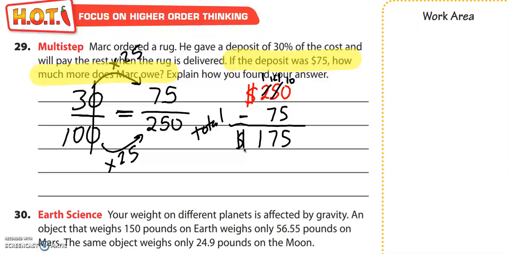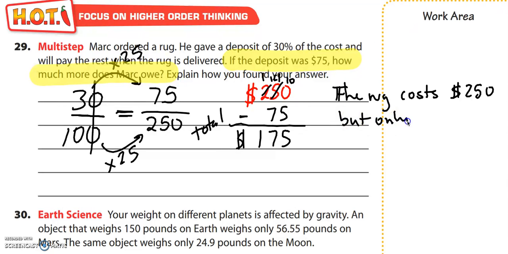It says explain how you found your answer. I showed it in my work. I'd probably say maybe I'd say this: The rug costs $250, but he only has to pay $175 more. That would be a good answer.